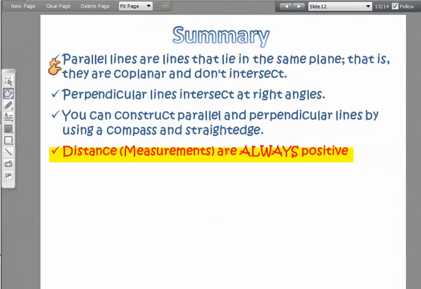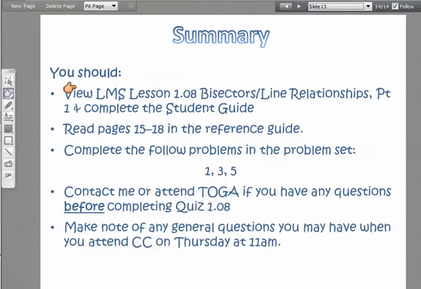What we've talked about today are parallel lines and perpendicular lines, and you're going to learn by watching the helpful videos on how to construct these with a compass and a straight edge. What you need to do after you watch this is read up in, I think, the LMS lesson teaches you a lot about using the compass and straight edge as well. You're going to read that LMS lesson, read pages 15 through 18 in the reference guide, and just for lesson 108 you're just going to work 3 problems, not a whole lot.